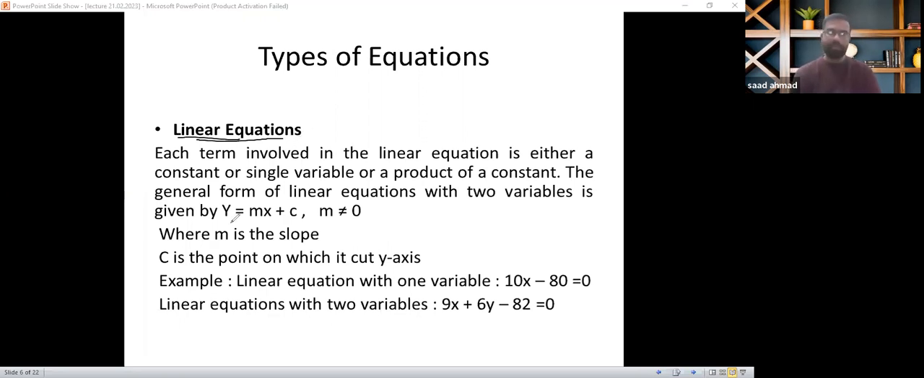that we did, I think, last week as well, or linear inequalities before last week. Each term involved in the linear equation is either a constant, or a single variable, or a product of a constant and a variable, like y equals mx plus c. Each term has one variable, and the power of the variable is 1.